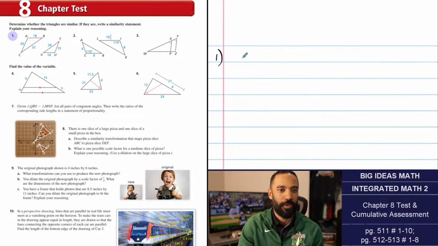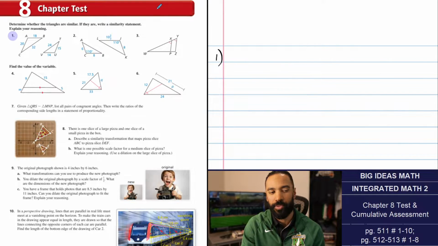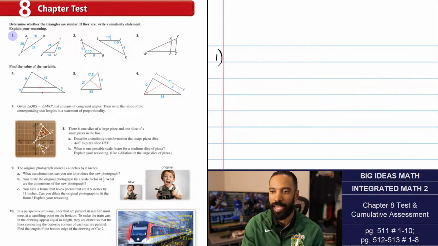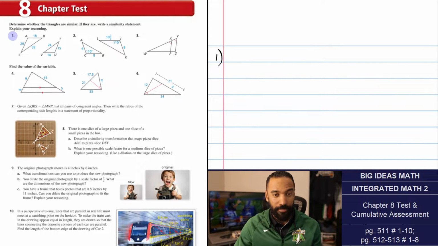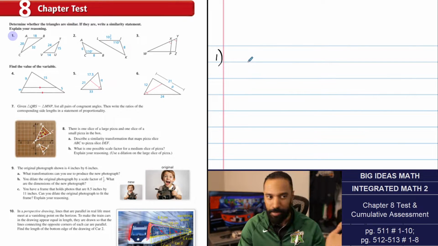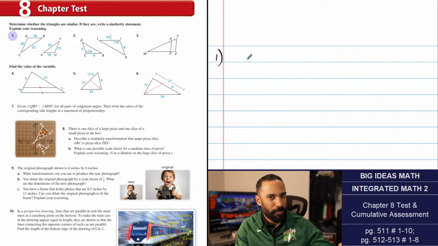Okay, we're going to begin with numbers 1 through 3, where you are going to determine whether the triangles are similar. If they are, write a similarity statement, explain your reasoning. If they're not similar, I suppose we say not similar. And we might have to explain our reasoning still. But so what we're going to look at is these two triangles. I don't know if it's ABC or, I don't know if it's alphabetical.